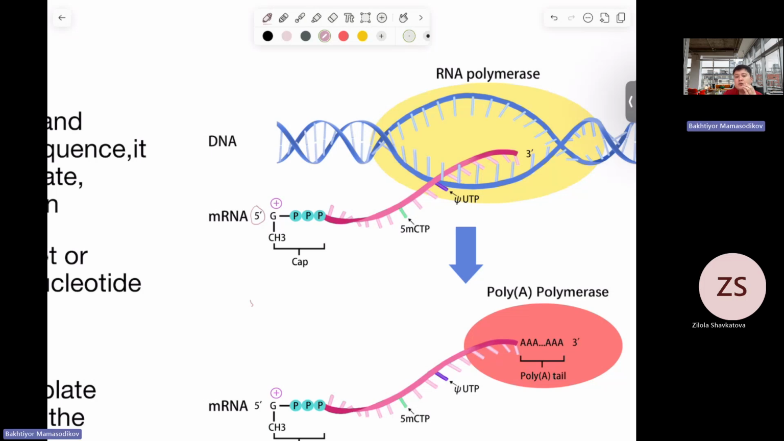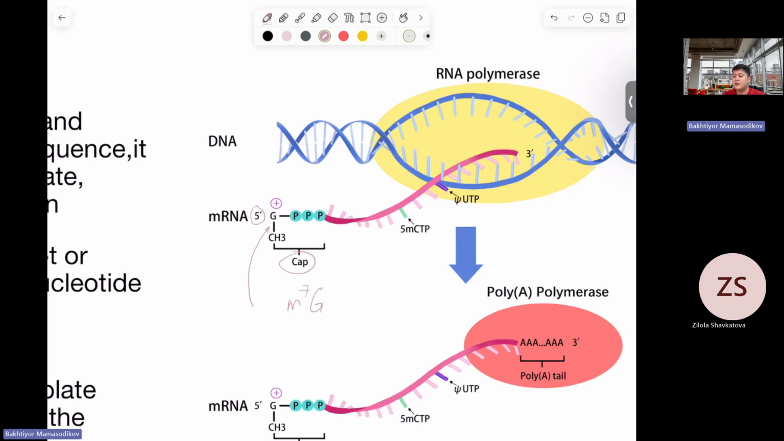M7G cap. Okay, what its purpose? Why we are adding it? It's protecting the RNA from being degraded inside of the nucleus. It helps it get recognized by the ribosomes. Okay, think of it like putting a helmet on your RNA to protect it.